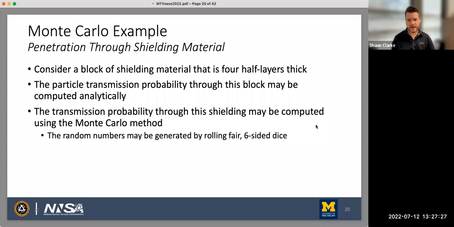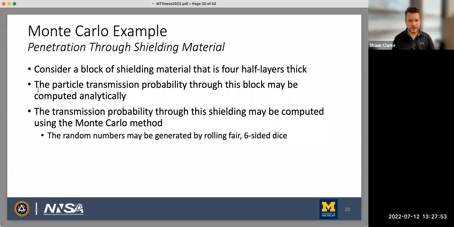And what I mean by half layer is whatever the energy of the incoming radiation is, the thickness of this shield is sufficient that it will block half of the radiation that's going through it. That's 1 half layer. So in this case, our shield is going to be 4 half layers thick. And we want to estimate the probability that particles will be transmitted through that shielding block.